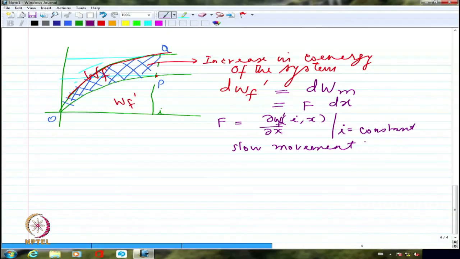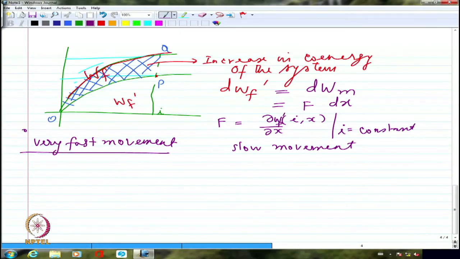There is another case very clearly. When I say there is slow movement, there should be some other case with faster movement. So maybe I would consider that case as well. Very fast movement, which is case 2.